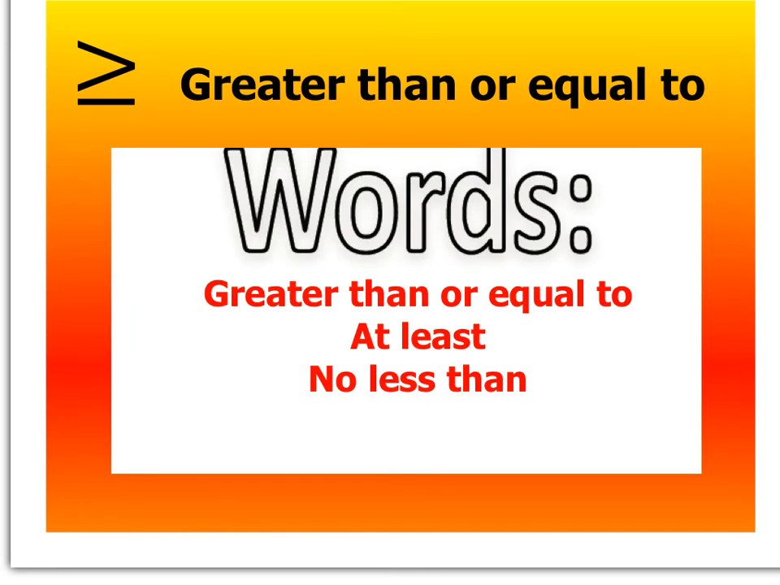The next symbol on the outside of your foldable is greater than or equal to. Words that will indicate greater than or equal to for the symbol are the actual words greater than or equal to. Also, if they say at least a certain amount, you know that you're going to have to use the greater than or equal to symbol. Also, if they use the words no less than, that means greater than or equal to.